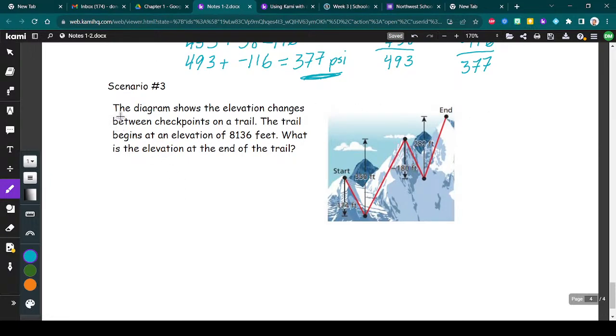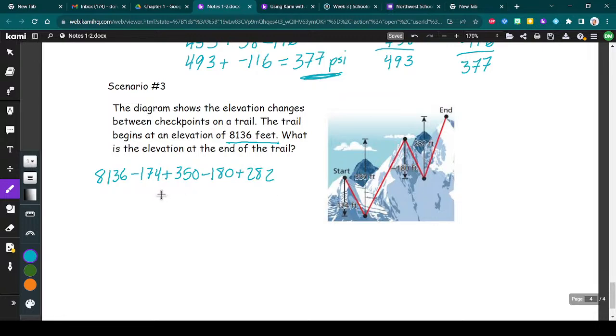This last one, a diagram shows the elevation changes between checkpoints on a trail. The trail begins at an elevation of 8,136 feet. What's the elevation at the end of the trail? So what we're doing is we're starting off at 8,136. The first thing we're doing is going down 174. We're going up 350. Then we're going down 180. Then we're going up 282 to the end.